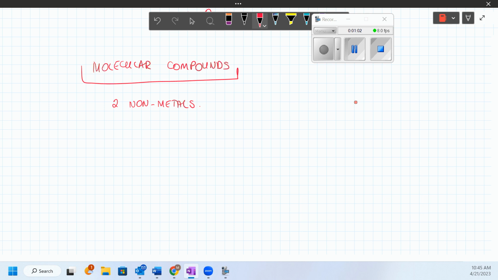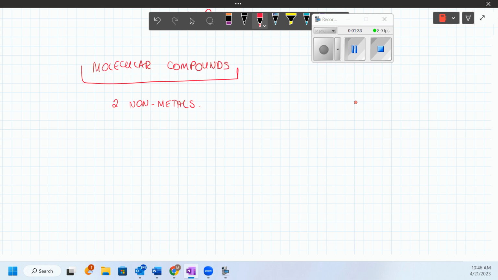Remember what I said for the ionic compound: if you place two fingers and they are apart from each other, then you are dealing with an ionic compound. In contrast, with a molecular compound, if you are placing two fingers above the staircase, then you have two non-metals, which means that you have a molecular compound.